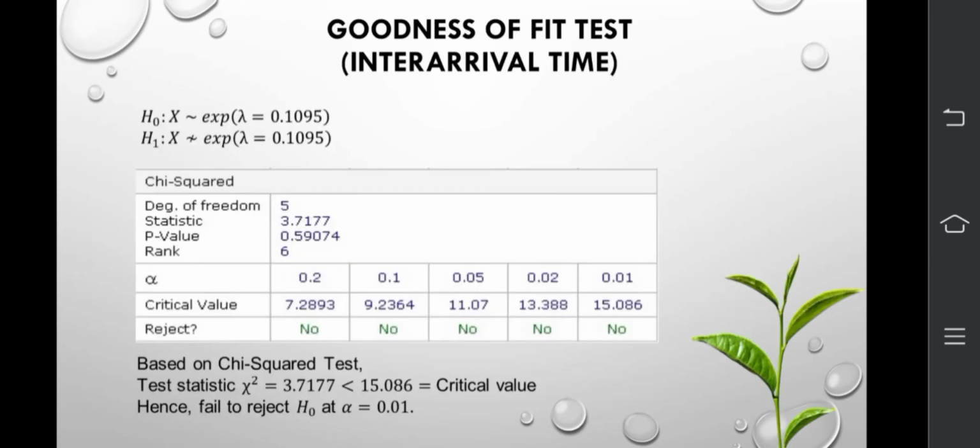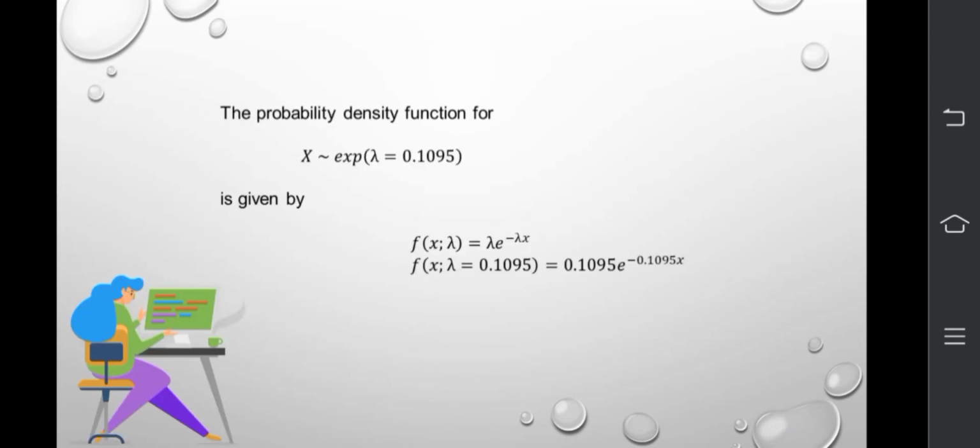For the goodness of fit test, we chose EasyFit to get the output. Then, based on the chi-square test, we know that the test statistic is 3.7177, which is less than the critical value. Hence, we fail to reject the H0 at alpha equals 0.01. And the probability density function is given here.